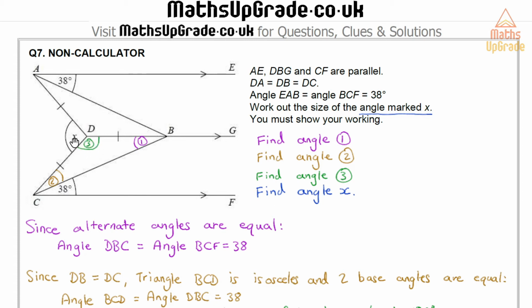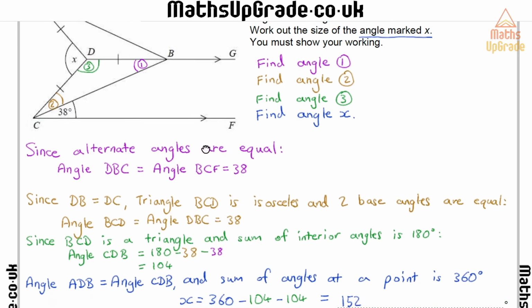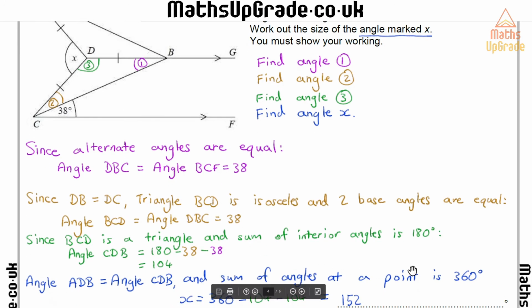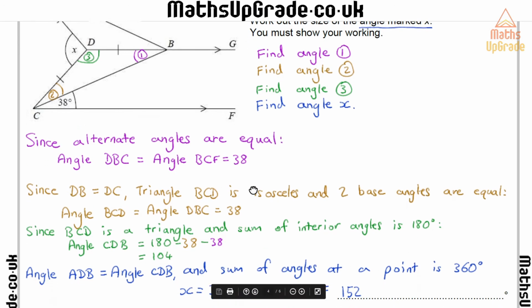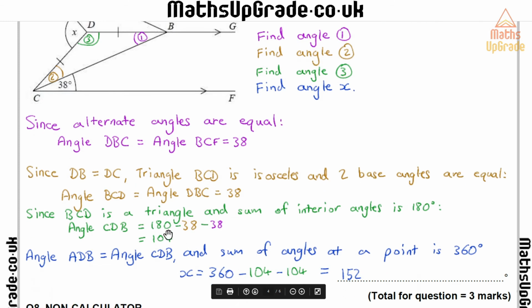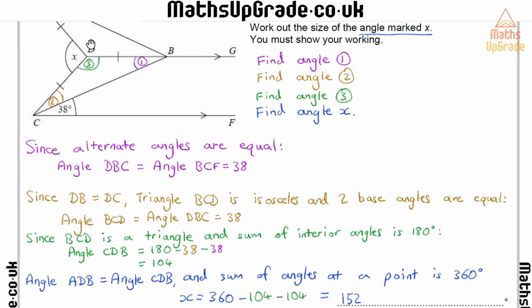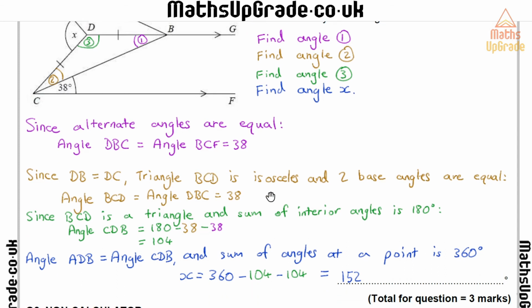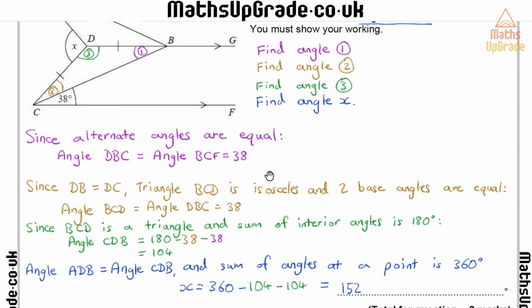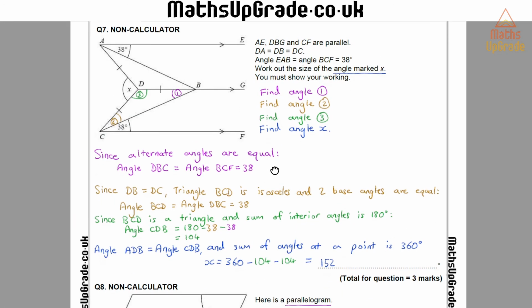So to find the third angle, the angle X, I'm just going to use the angle fact of sum of angles around a point. And I know that sum of angles around a point is 360 degrees. So therefore, 360 minus 104 for that angle, minus 104 for that angle there, would give you 152 degrees. And that would be 3 marks for that question. You've got to give all the reasoning, and if you get that answer, you'll get your 3 marks.